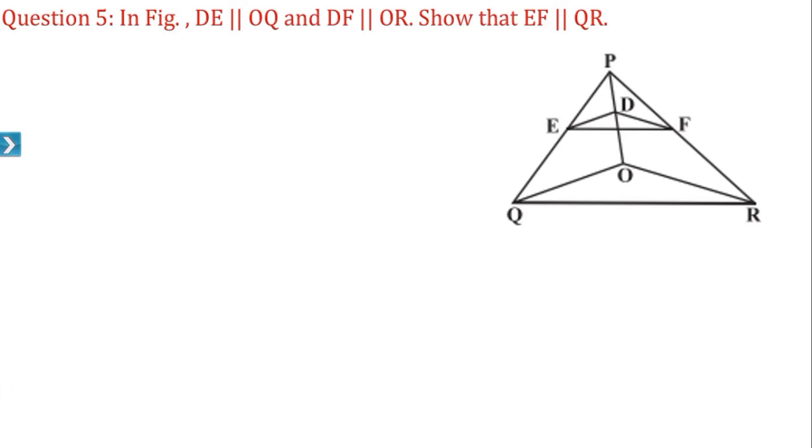Now first write what is given. What is given here? DE parallel to OQ and DF parallel to OR is given. What you have to prove? To prove: EF parallel to QR.